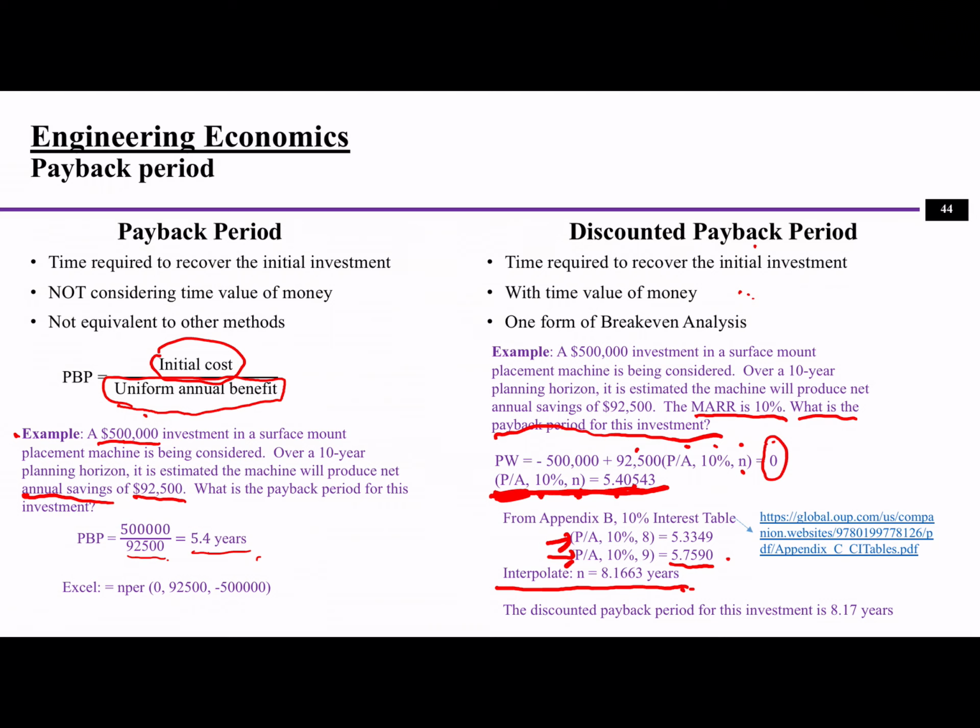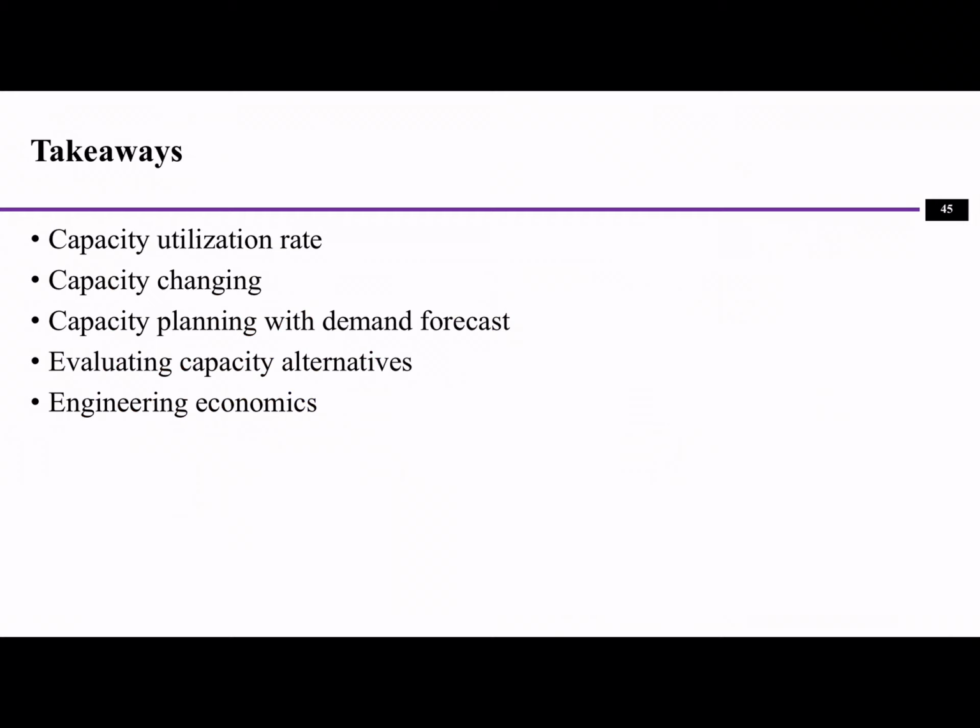Because the first one, 5.3349, is less than 5.4, and the next one, for 9 years, is 5.759, which is bigger than 5.4, we know N should be between 8 years and 9 years. That's why we use interpolation. We can summarize that the payback period for this investment is 8.17 years. So this is how we use payback period to make decisions, to compare projects, or to calculate the payback period for a project.